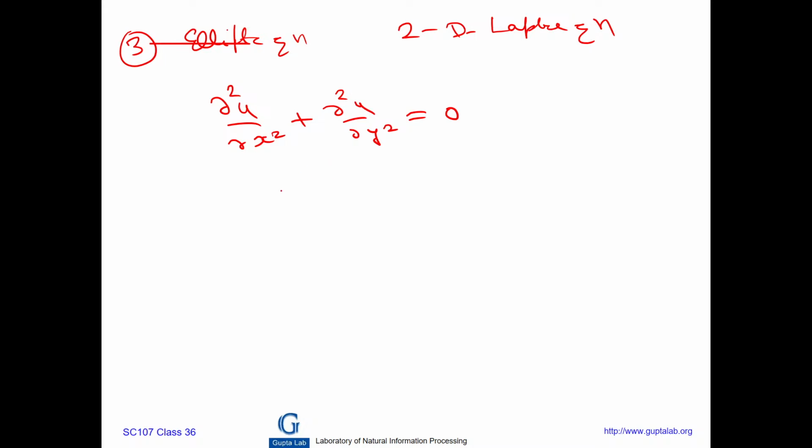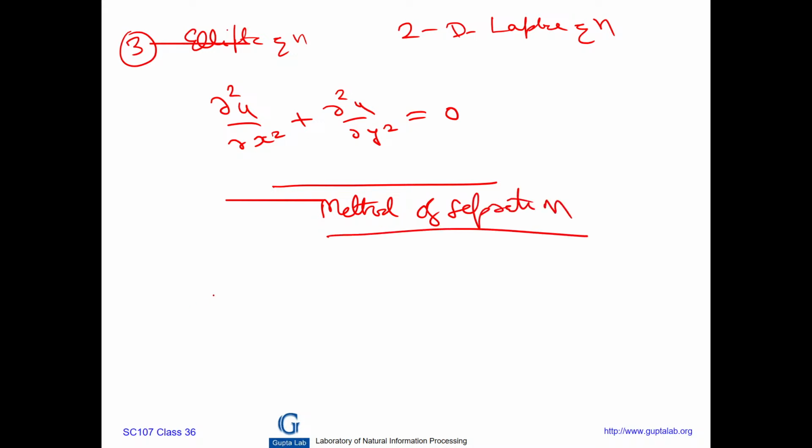Okay, so what is the approach? The method of separation of variables that we are going to use. Basically, in any of these three equations, the solution is a function u(x, y), where x and y are independent variables and u, you can call it z, is a dependent variable. So we assume that the solution is of the form of a product of two functions, X and Y. X is only a function of x, Y is only a function of y. So the product of two functions is this.